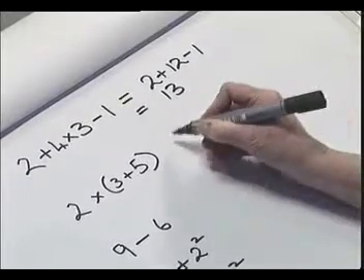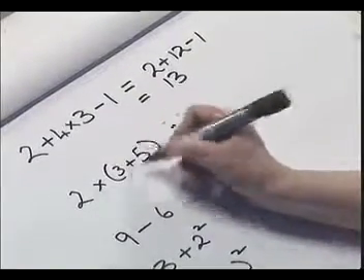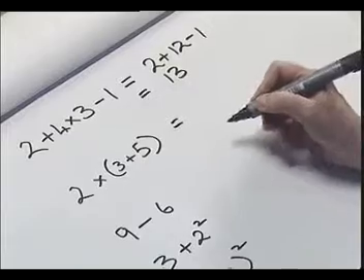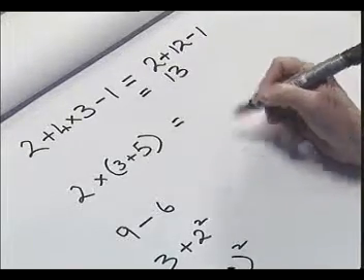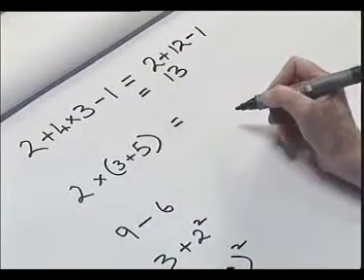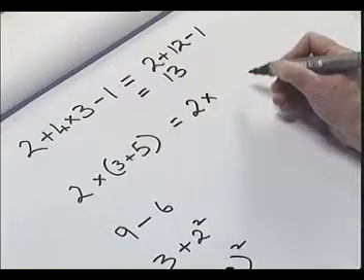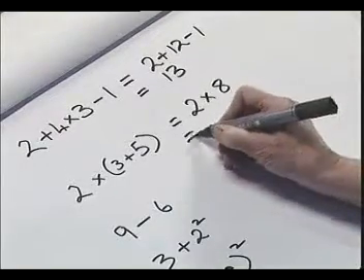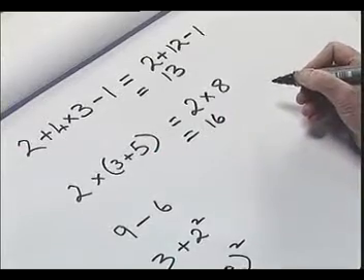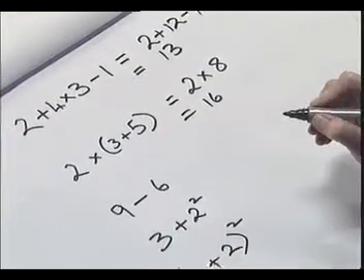Look at this next example. Here we've got brackets, and using BODMAS, brackets are done first. So 3 plus 5 is 8. So our expression becomes 2 times 8, which is 16. Couldn't be easier. What about the next one?